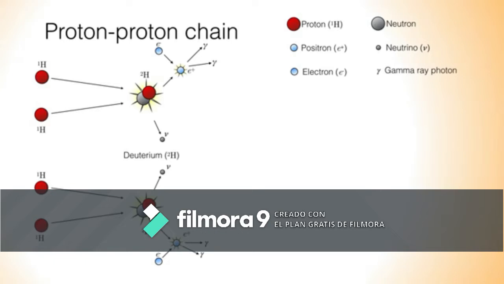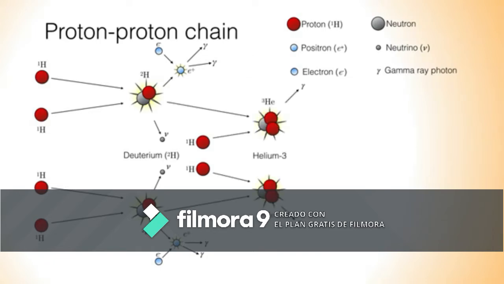Once the deuterium is made, it can react with another proton to make a light isotope of helium, accompanied with an emission of gamma ray photons. At this moment, 4 reactions can happen, but one of them happens 91% of the time. So let's focus on this one.